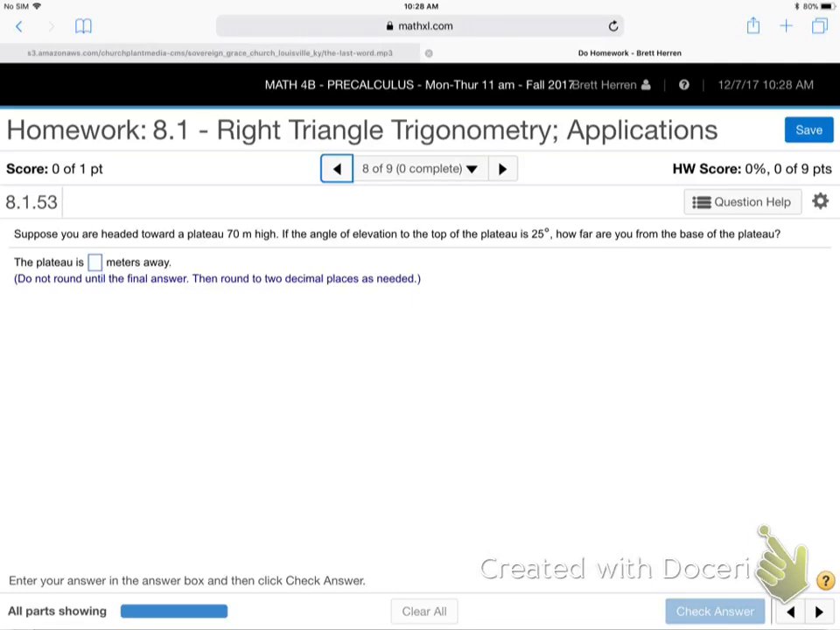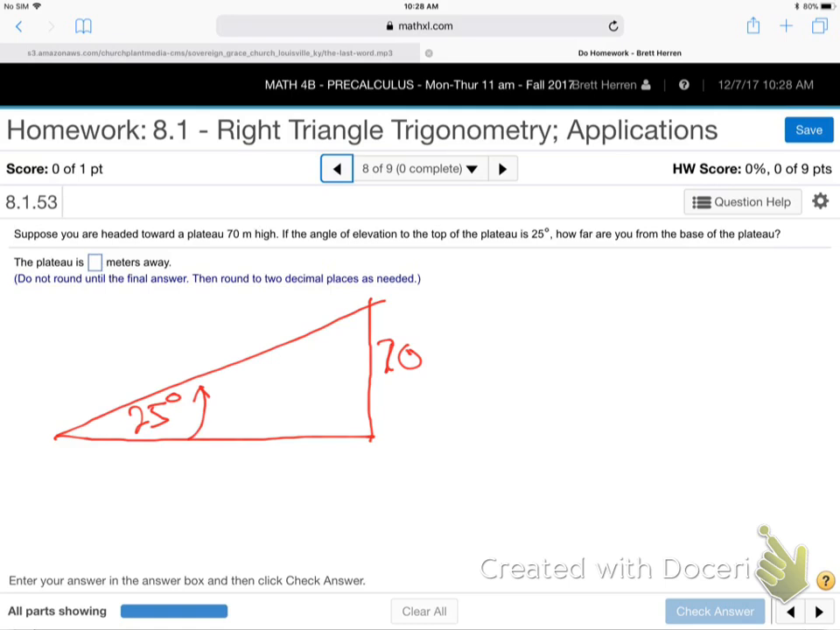So you're headed towards a plateau 70 meters high. It's like you're walking along a path, and then there's this plateau 70 meters high. The angle of elevation to the top of the plateau is 25 degrees. What is the angle of elevation? It means take the flat horizontal and elevate up until you see the top of whatever you're looking at. So that means right here, this angle of elevation is 25 degrees. It's the angle elevated up from flat, from horizontal.